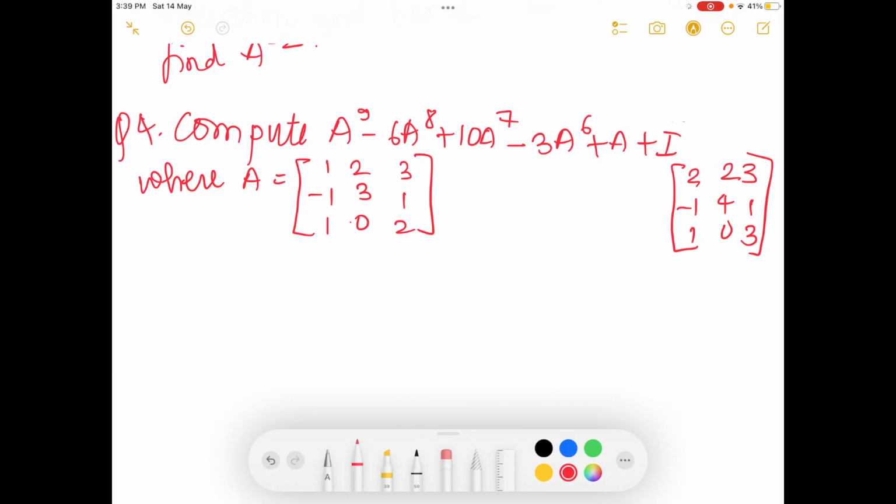We start with the next question. Compute a raised to power 9 minus 6 a raised to power 8 plus 10 a raised to power 7 minus 3 a raised to power 6 plus a plus I, where a is given to me.